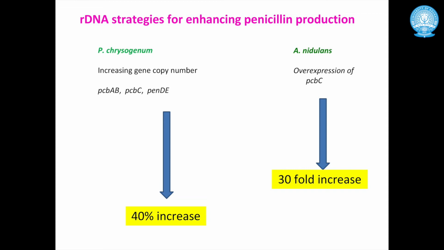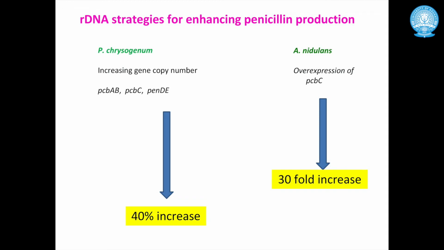So in the case of penicillin, the strategy to increase production is to overexpress a key enzyme of the biosynthetic pathway. Unlike the previous examples of primary metabolite production, that is citric acid production and lysine production, in the case of penicillin, which is a secondary metabolite, the production of penicillin is brought about by overexpression of a key gene.